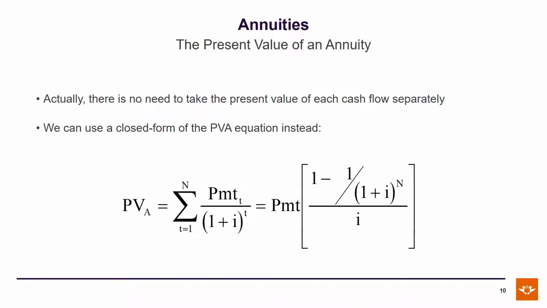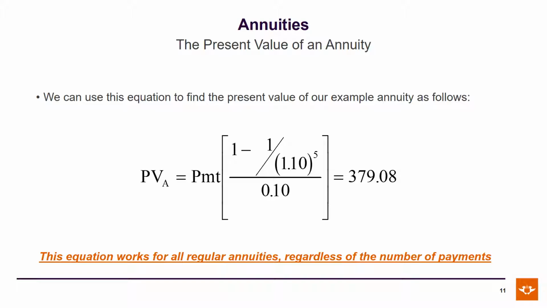Now the beauty of mathematics is that instead of having to calculate each component individually, we have what is called a closed form solution for the sum, and it's given by this formula at the bottom. And on this slide, we use that closed form formula and we actually end up with 379 Rand and 8 cents, provided that you remember the PMT value is 100 Rand.